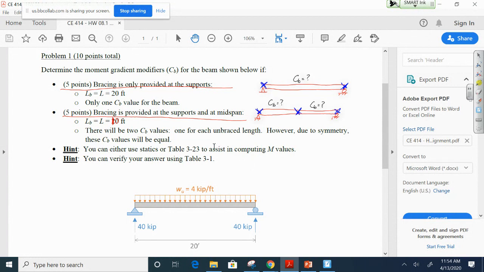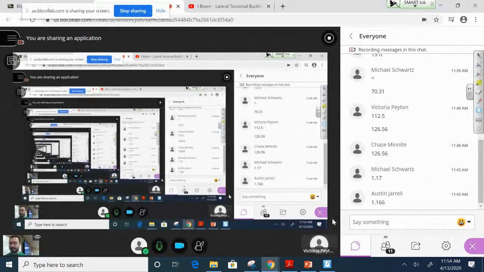Now you can use statics or table 3-23 to assist in computing the M values. I'd recommend you just use statics, what we did today, to do the M values. And I'll go ahead and also tell you something else. You can actually use table 3-1 to verify your answer. I haven't shown you table 3-1 yet, but if you find table 3-1 in the manuals, it's right before the ZX tables, you can use that to verify your answer, because I'll go ahead and tell you, the answer is actually listed in table 3-1. But I want you to derive the answer in table 3-1. That's sort of the whole point. I want you to understand what's listed in table 3-1. We haven't talked about table 3-1 yet. This is a perfect time to introduce you to it.